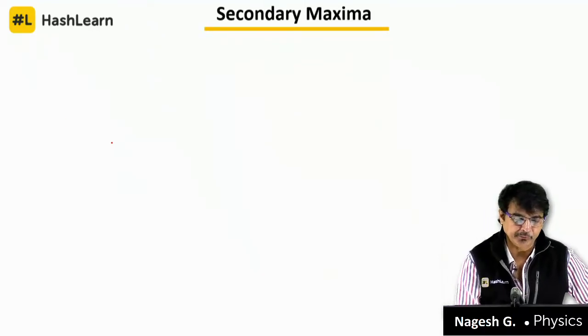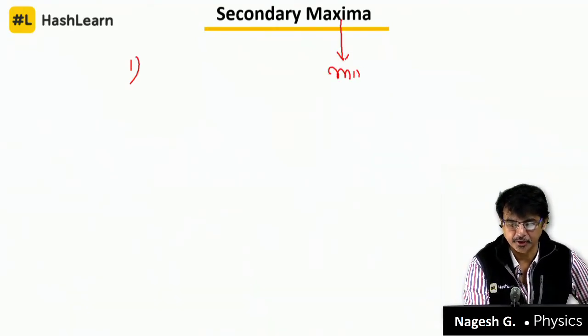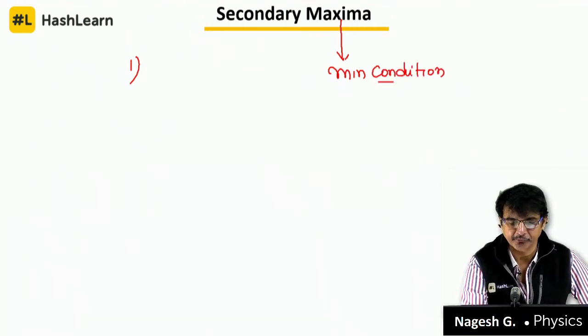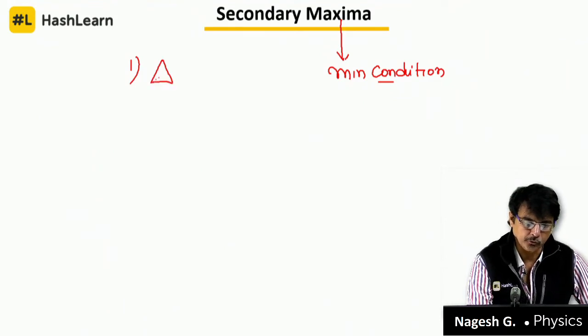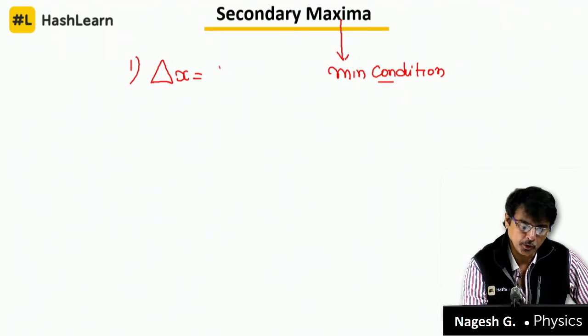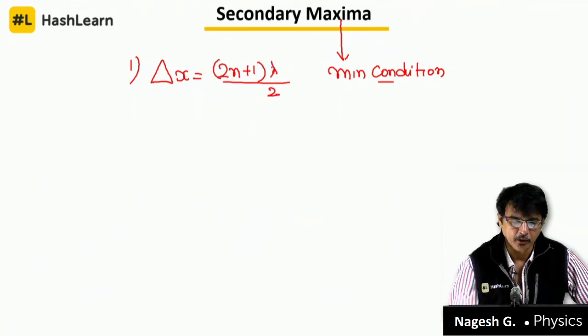And the secondary maxima condition. Already I told you that the minimum condition in interference is the secondary maxima condition here. So the path difference delta x is equal to (2n plus 1) into lambda by 2.